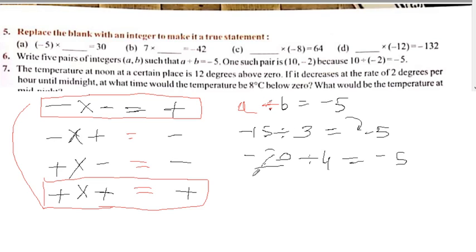So one pair is this, second pair is this, and one pair is already given in your book. So we have got 3 pairs. Now 2 pairs are left. So you can write minus 25 divided by 5 and you will get minus 5, and minus 30 divided by 6 you will get minus 5, and many more are possible.